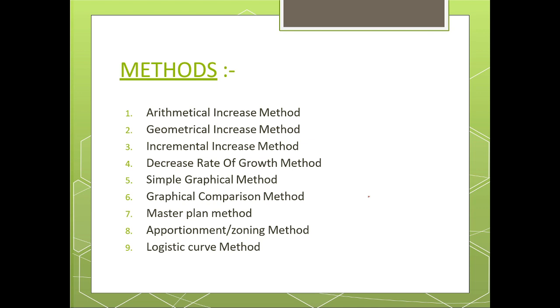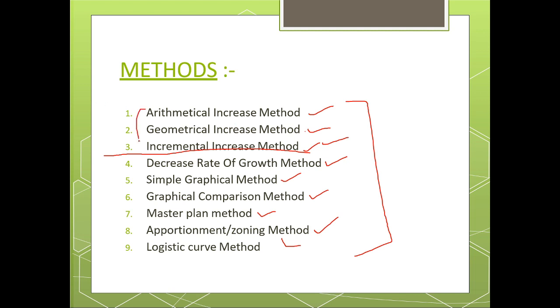Okay, first one is arithmetical increase method, second one is geometrical increase method, third one is incremental increase method, fourth one is decrease rate of growth method, simple graphical method, graphical comparison method, master plan method, apportionment or zoning method, or logistic curve method. So we have 9 varieties of methods to forecast the population, but in our syllabus we have only 3 methods: arithmetical increase method, geometrical increase method, incremental increase method. In BTech or in your higher education you will discuss all these things based on your syllabus.